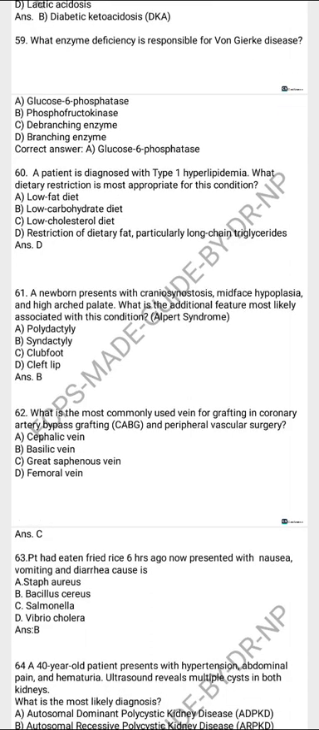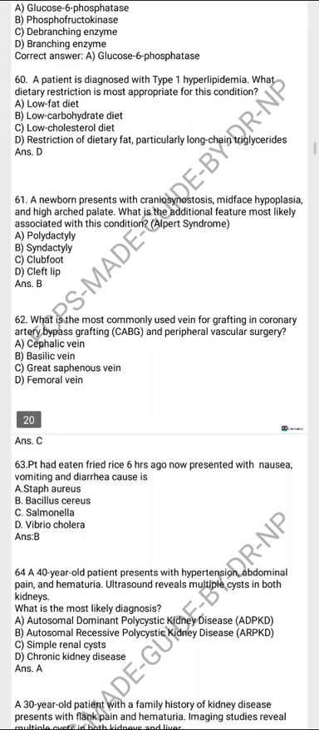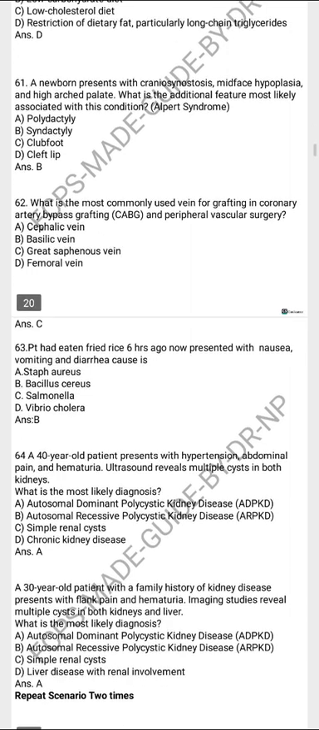A newborn presents with craniosynostosis, mid-face hypoplasia, and a high arch palate. What is the additional feature most likely associated with this condition? Apert syndrome, there is syndactyly. What is the most commonly used vein for coronary artery bypass grafting and peripheral vascular surgery? The greater saphenous vein.